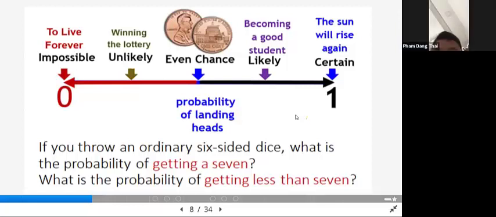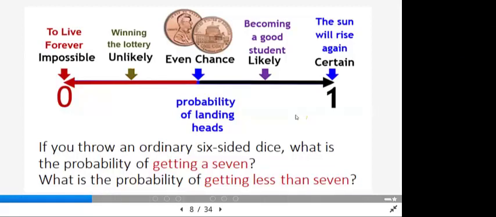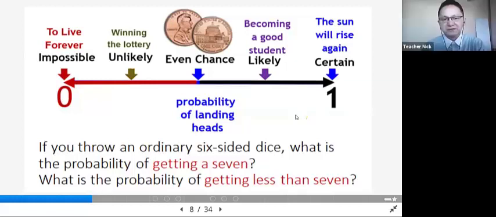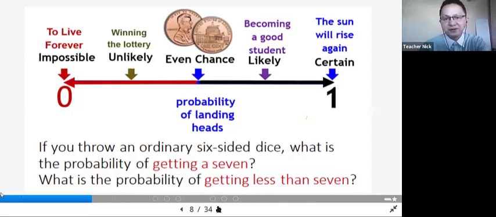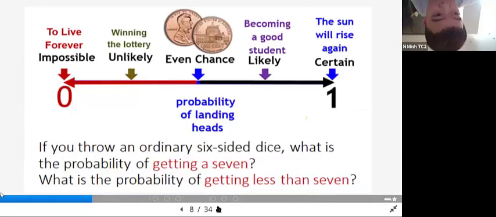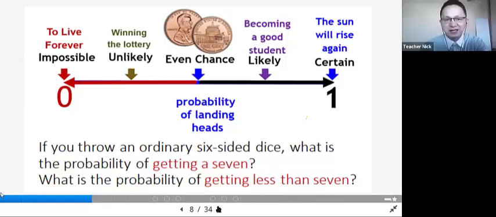When we say even chance, the coin there, why is it even chance? It's equal. It means there is 1 head and 1 tail, only 2 results, and it is fair. They are even, they are the same. Now, becoming a good student, why is it likely? Unlikely, teacher? Becoming a good student is likely. Why? Because there are a lot of chances that a student will become good, right? Okay?